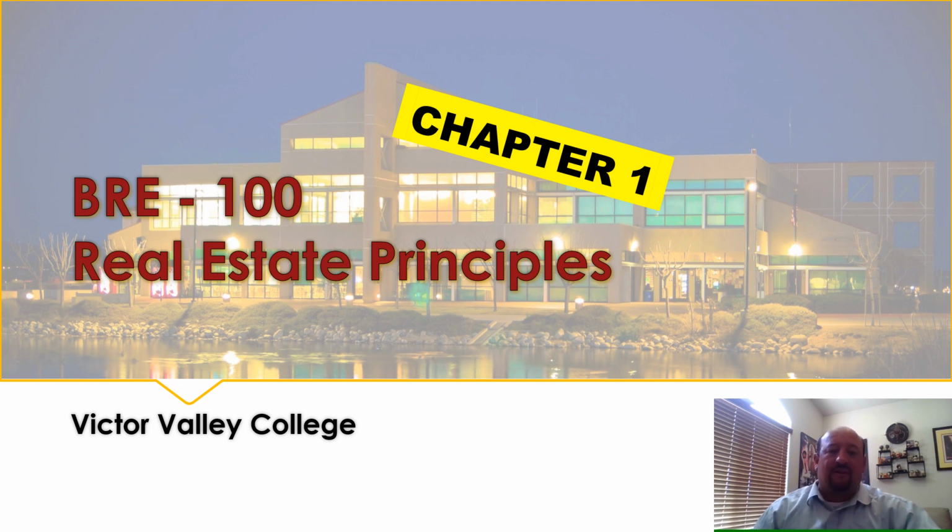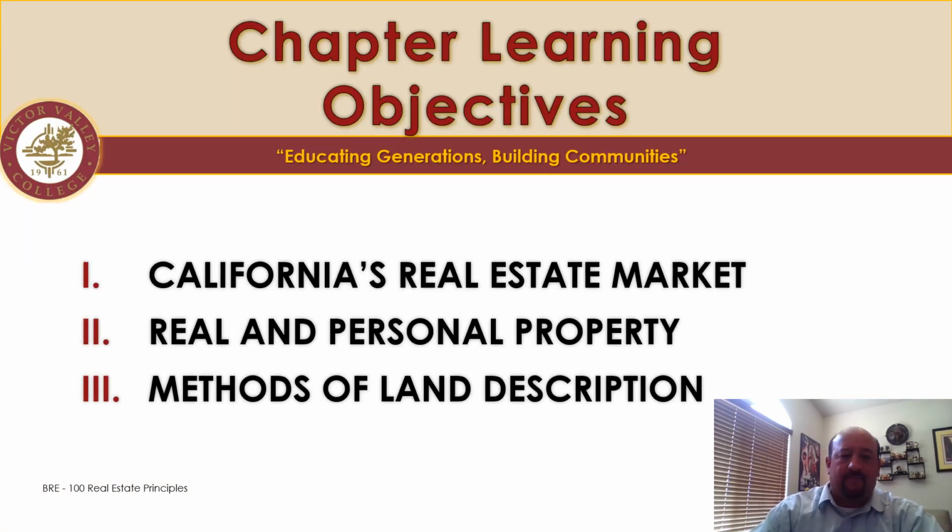Okay, I'm going to be going over the slide deck in Chapter 1, so let's get started. The objectives of learning in Chapter 1, there's three of them: the real estate market in California, the difference between real and personal property, and how we describe land.